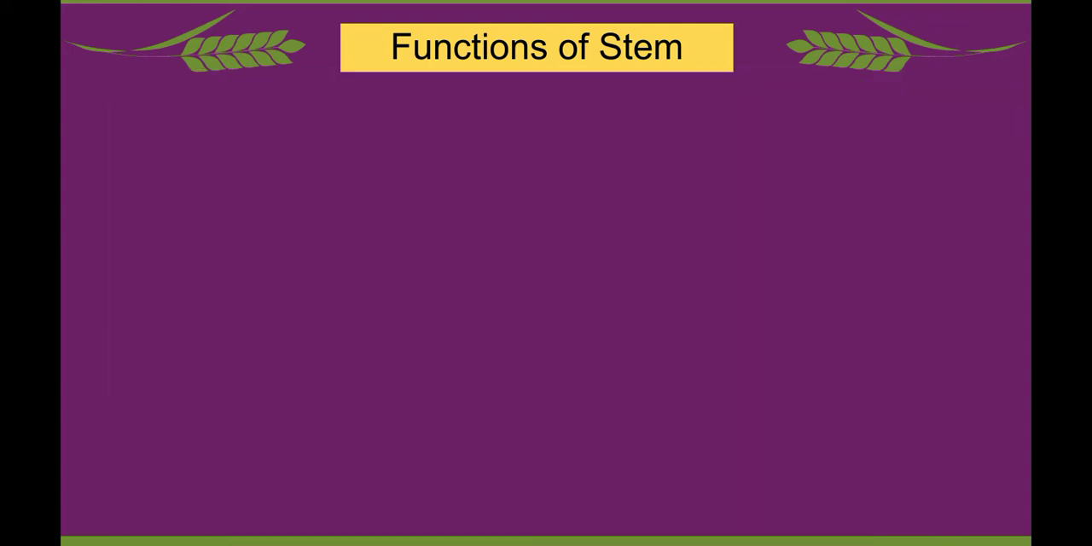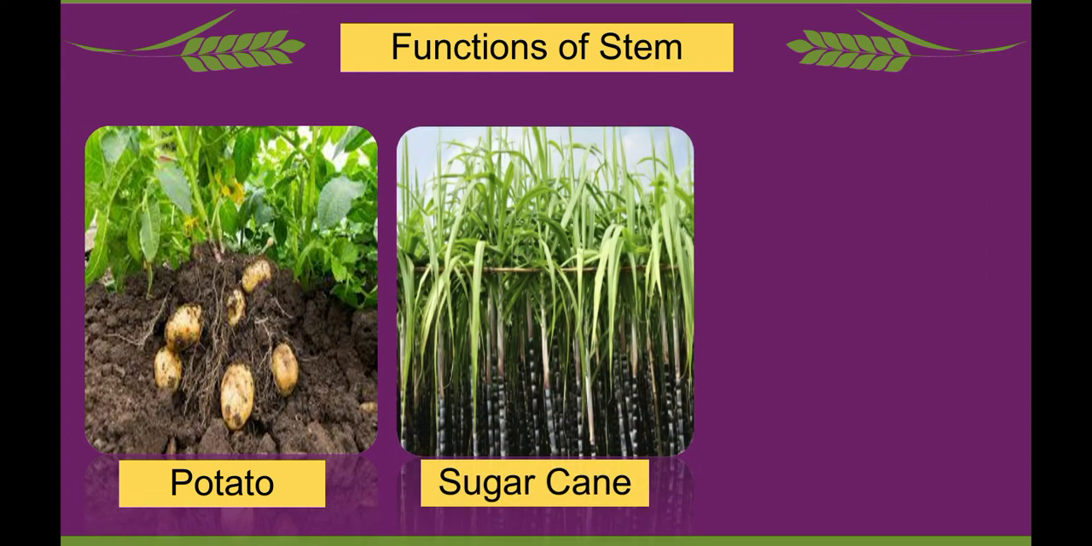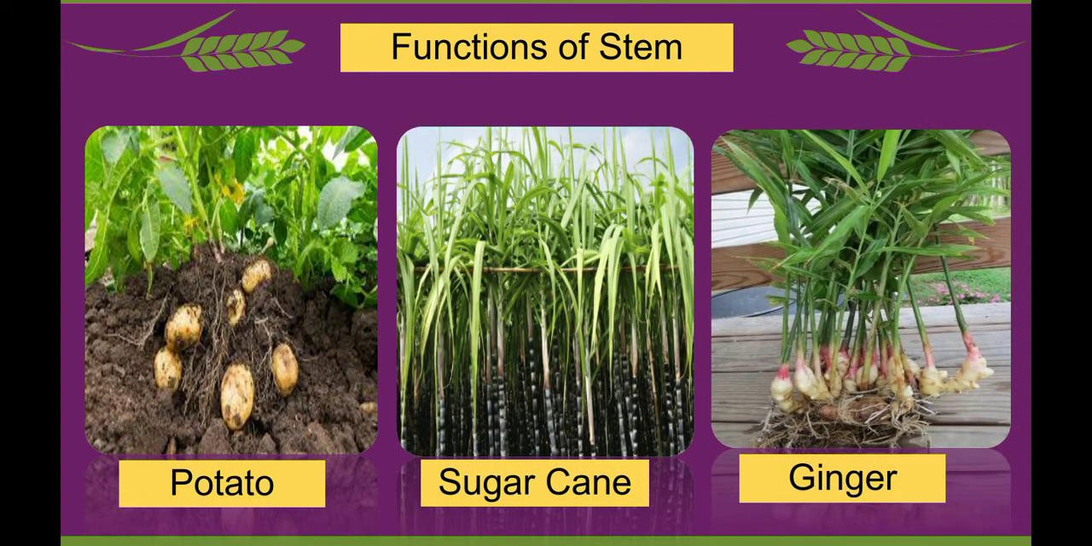Some plants prepare food and store it in the stem. Examples are potato, sugarcane and ginger. These plants store food in the stem. Because potato, sugarcane and ginger store food in the stem, we eat the stem of these plants.